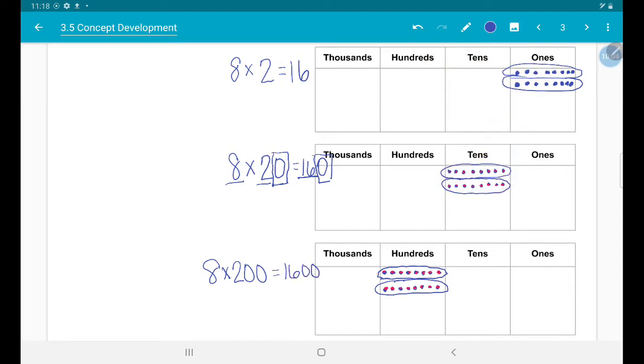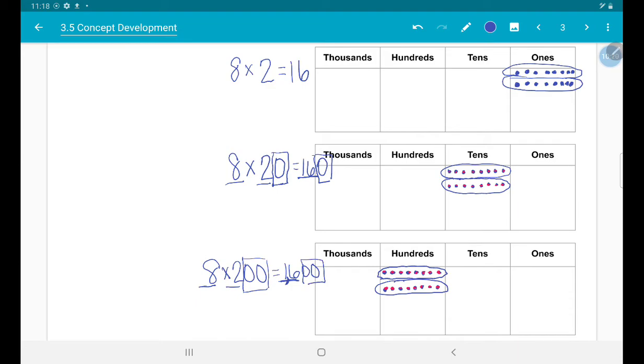We know 1600 has a value of 1,600. It's the same number. 8 times 2 is 16. And we have to make those 16 200s by adding 2 zeros at the end.